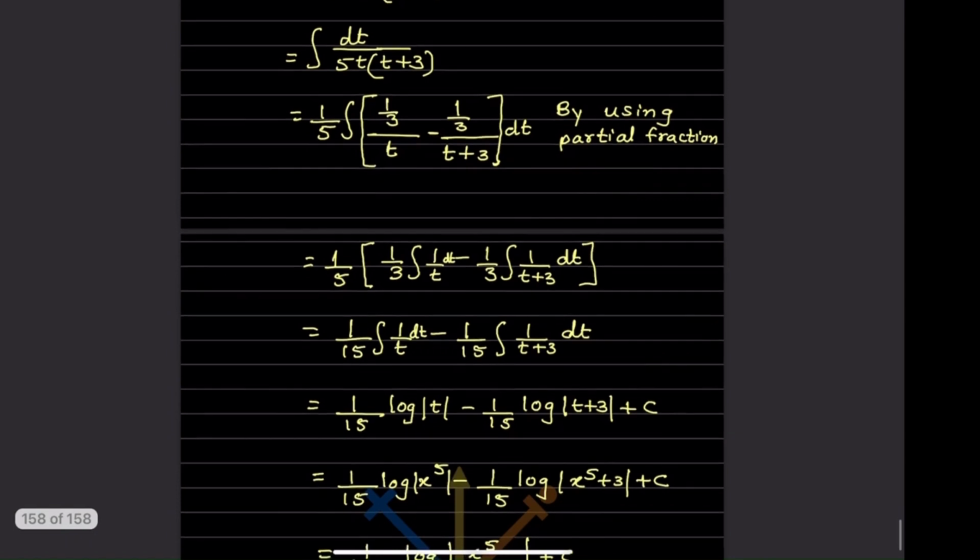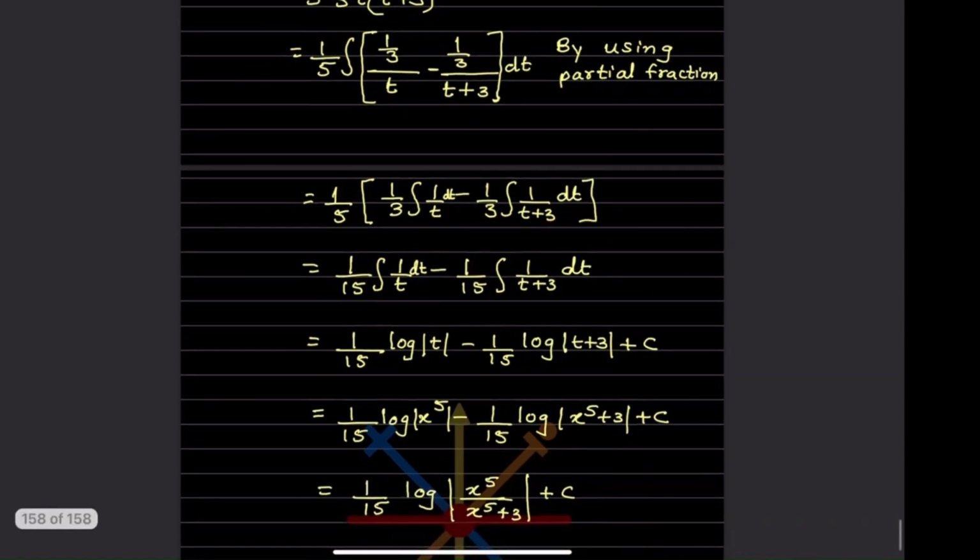So now let us expand this one. This is going to be 1 by 15, because 1 by 5 and 1 by 3, we multiply the denominators, so that is 1 by 15, integration of 1 by t dt, and again this into this is going to be 1 by 15, and integration of 1 by t plus 3 dt. So now you know integration of 1 by t will be log of t. So this 1 by 15 as it is, log of t minus 1 by 15 log of t plus 3, plus c.